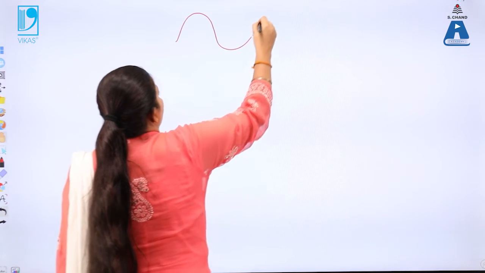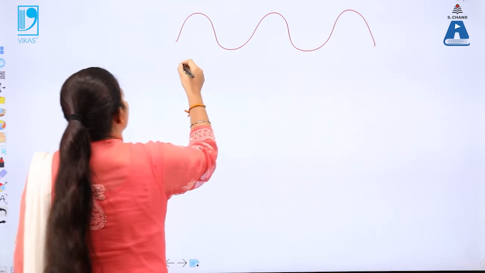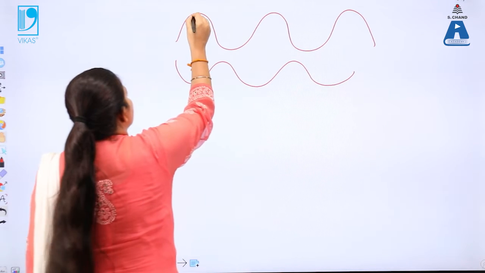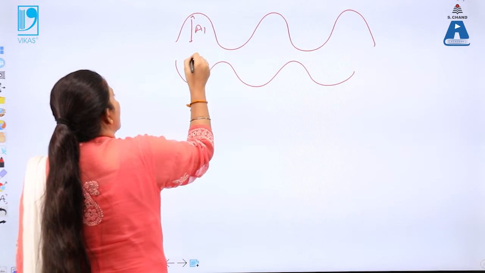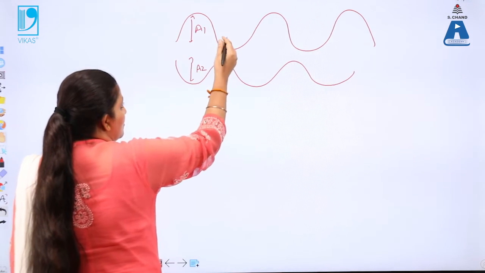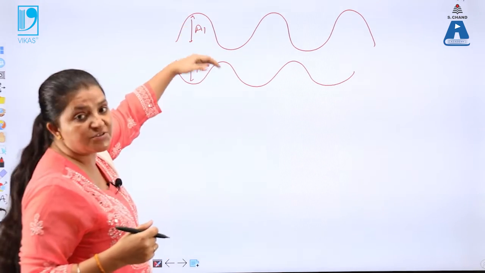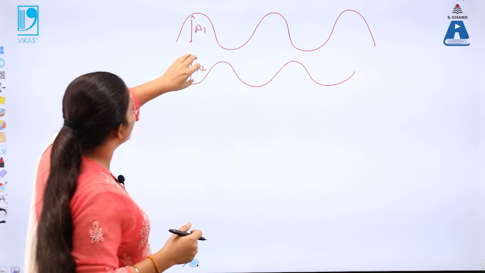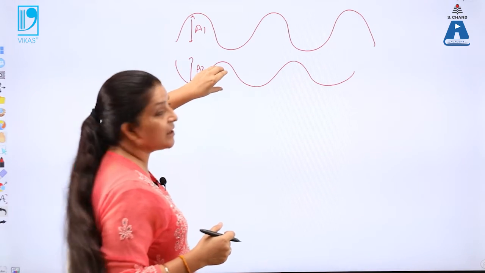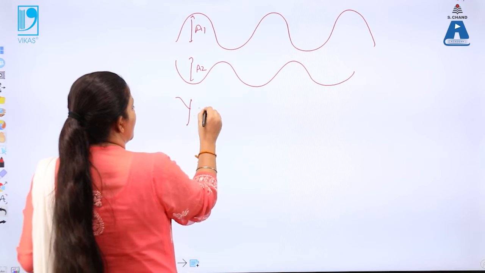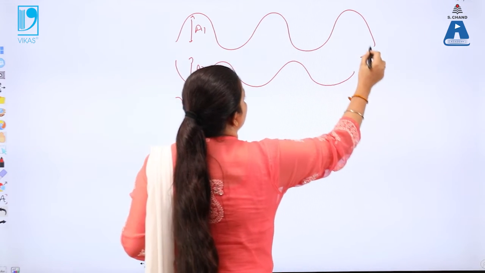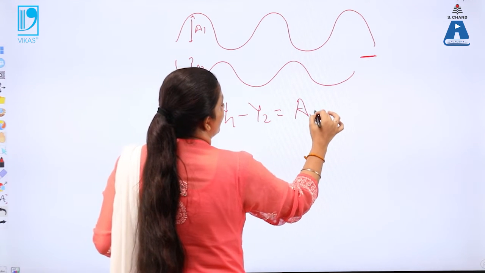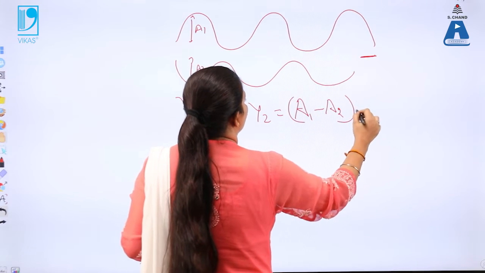Now if this is one wave, and second, if this is the second wave, here the amplitude is A1 and here A2. Now they are superimposed on each other with the opposite phase. So the phase difference between them is 180 degrees, because where there is a positive lobe, there comes a negative. Again for the negative we get a positive lobe. Then their resultant y, we will subtract these two, so that will be y1 minus y2. So the resultant will be A1 minus A2 into sin omega t.